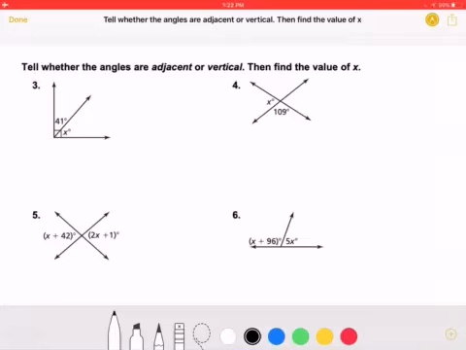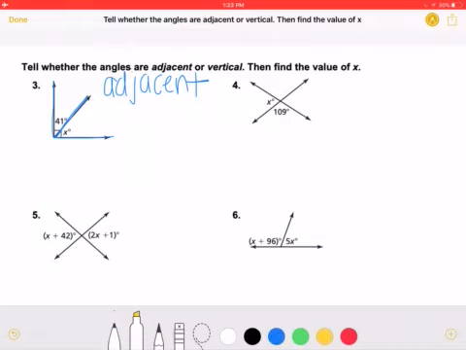So the first one, we have this 41 degree angle and we have this X degree angle. If I'm looking at them, they're next to each other. Notice, I can overlap the sides. So if they're next to each other and they're sharing a side, that's how I know that they are adjacent. So hopefully this part you're good with, identifying whether they're next to or across from each other.